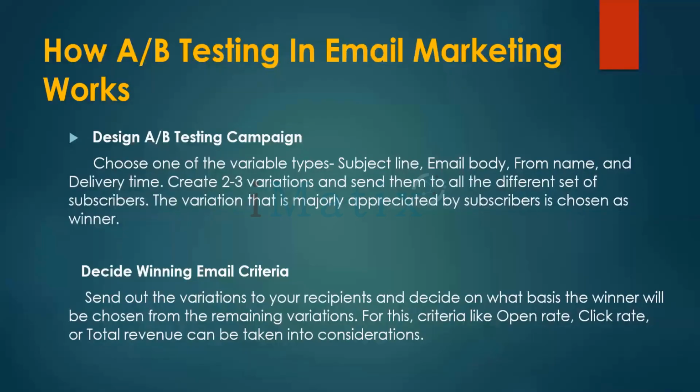Deciding the winning email criteria: email marketing sends out the variations to your subscribers on a test basis, and the winner can be chosen from the remaining variations. For example, open rate, click rate, and total revenue can be taken into consideration. Please note down these topics. This is the theory, but it will be really helpful when we do the hands-on, and it will help you get a better concept first.